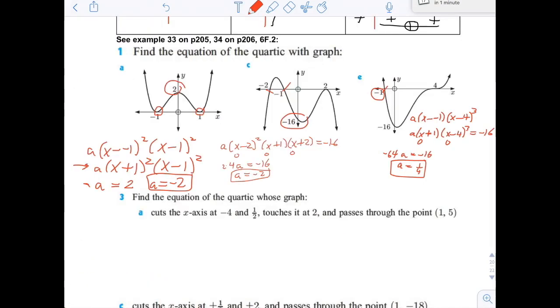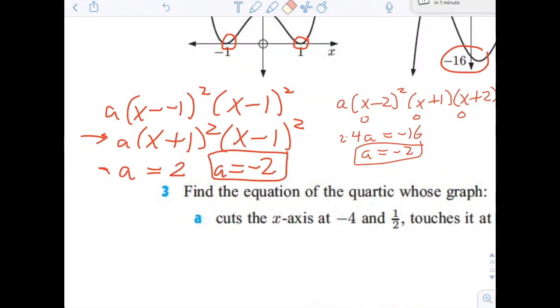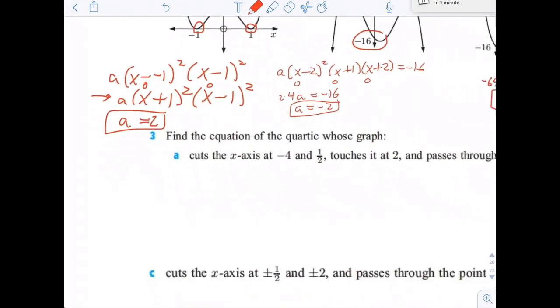Checking my answers, I see that I have made a mistake on 1a. Do you see that if I put zeros in here and here, I have 1 squared times negative 1 squared. Negative 1 squared is positive 1, not negative 1. So we have positive a equals 2, and so a is equal to 2. Okay? All right, let's go to 3.